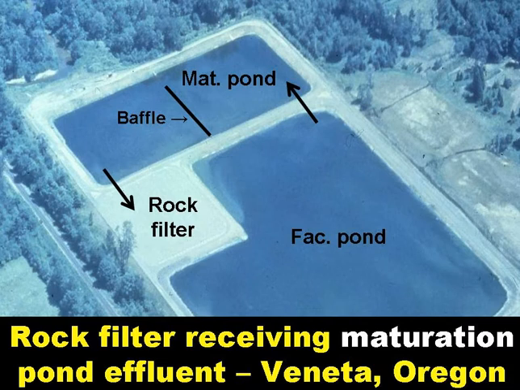This slide shows a pond and rock filter system at a small town called Veneta in the state of Oregon in the western USA. The wastewater is treated in a facultative pond and then in a maturation pond, and the effluent from the maturation pond goes through the rock filter, which in this case has been constructed in a corner of the facultative pond, although of course it's a completely separate unit.